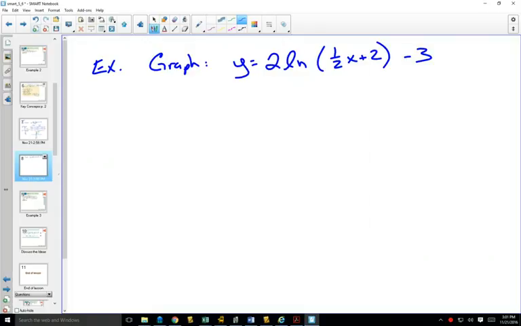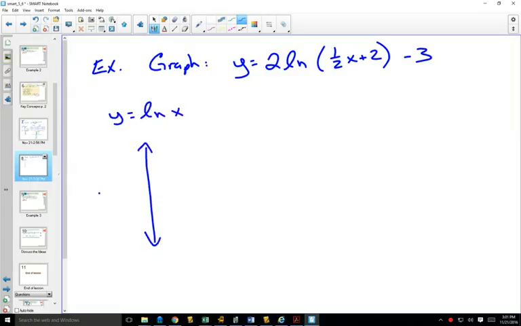Why did I choose this one? Because a natural log makes people feel uncomfortable with something so natural, maybe. I don't know. Natural log always seems harder because what is our parent graph? Our parent graph is the natural log of x.